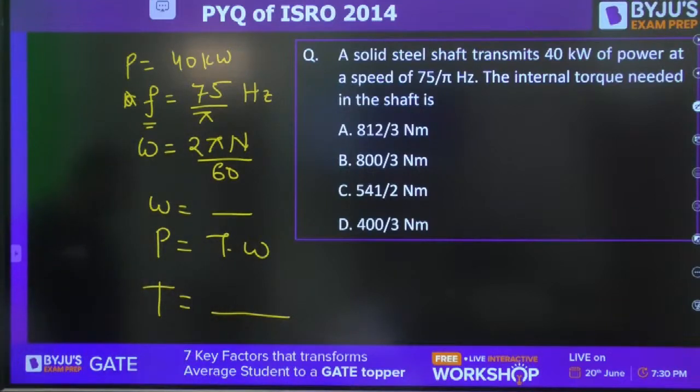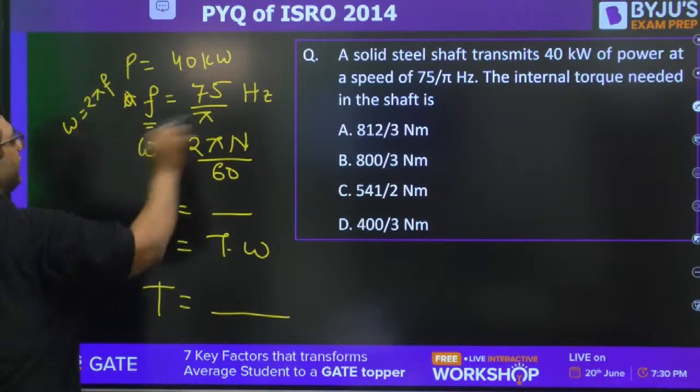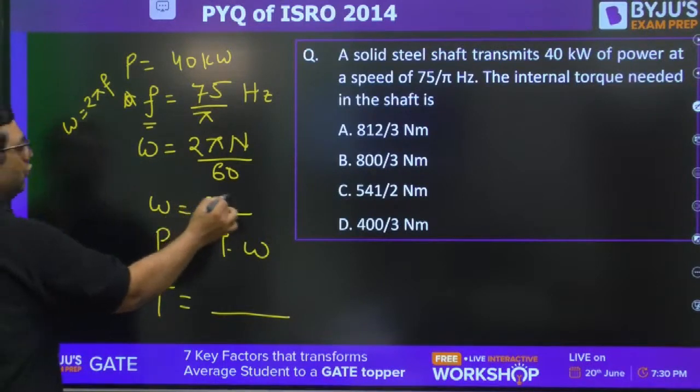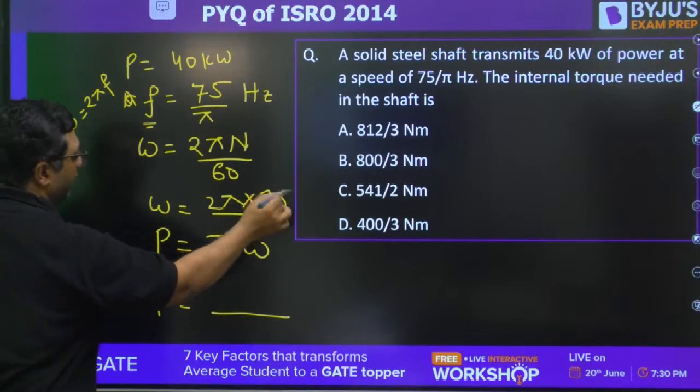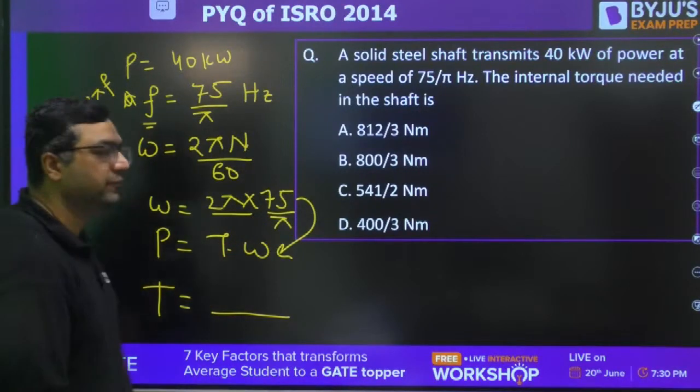Just solve this. You can also write omega as 2 pi f because frequency is already given in hertz. So omega will be 2 pi into 75 by pi. Put it here, get the torque. That is your answer.